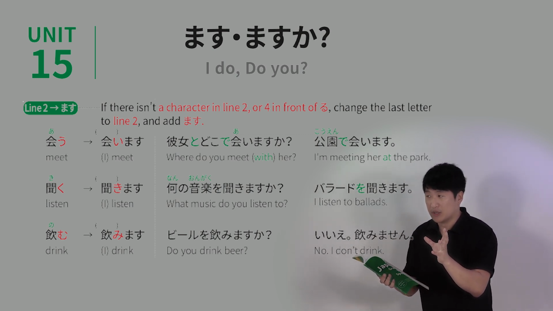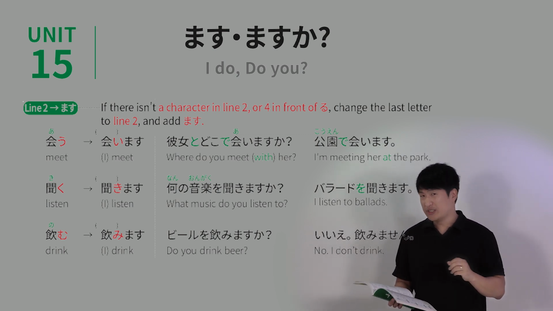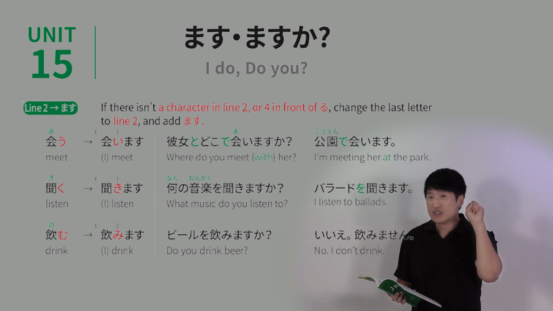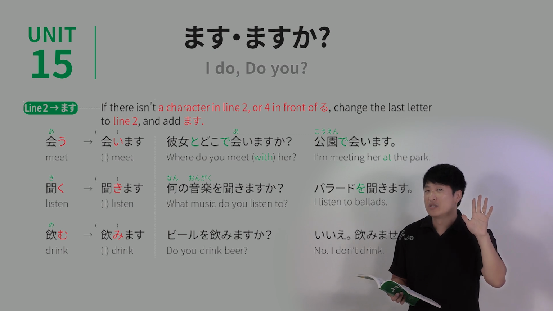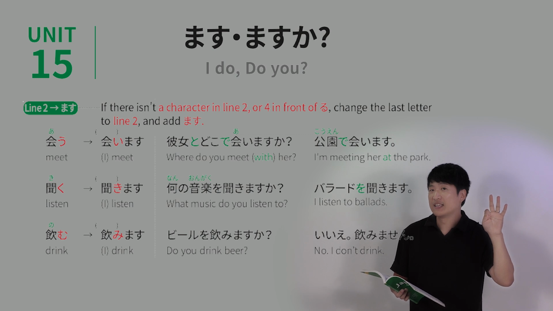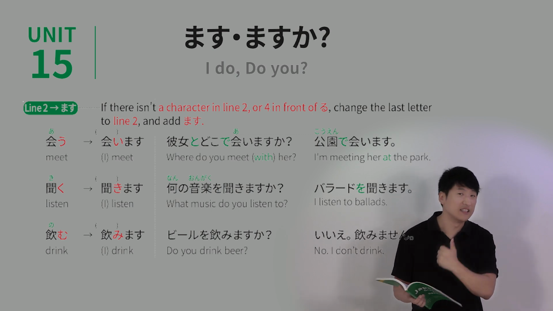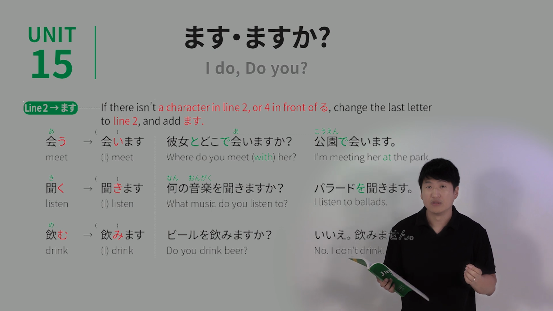Good. This one. This means listen. Kiku. You see a rule there? No. Then we have to change it. What? Ku. Kiku, the last letter, right? And change it to what? Line number 2 again. So count. Ku line. Ka, ki, ku, ke, ko. What's line number 2? Ka, ki, right? So kiku, ki, kimasu. Kikimasu. I listen to something.